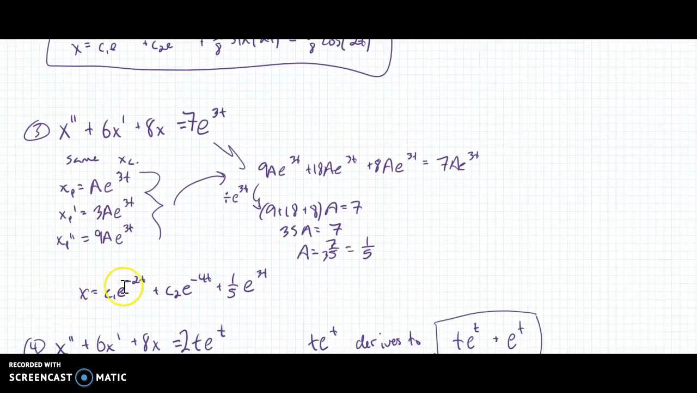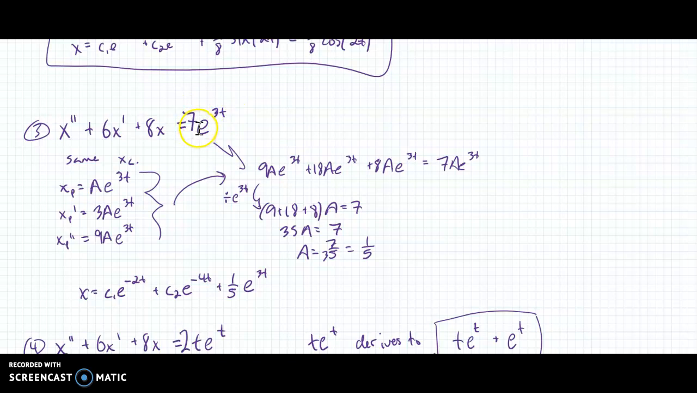You should get C1 e to the negative 2t plus C2 e to the negative 4t, same thing, plus 1/5. Hopefully you got 1/5 e to the 3t. This one goes a little bit quicker than the other ones because e to the 3t derives directly to e to the 3t. Remember, we don't worry about the 7.